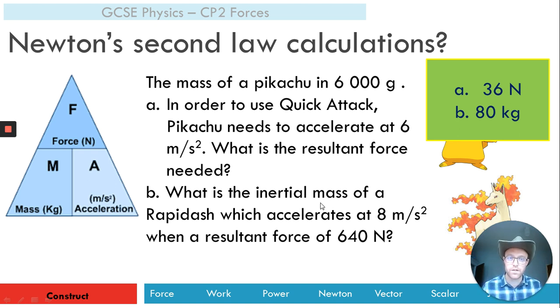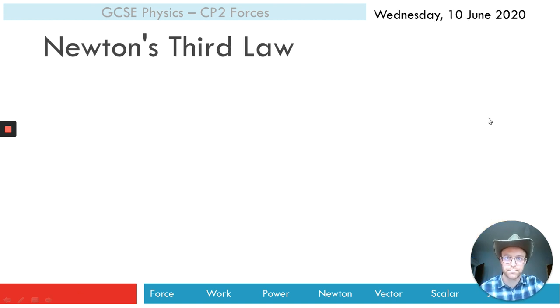And B, what is the inertial mass of Rapidash, which accelerates at 8 meters per second squared when a resultant force of 640 newtons is applied? No conversions required for this one. We just need to do m equals F over a. Mass equals force divided by acceleration. 640 divided by 8 is 80, and the units for mass are kilograms. Boom. That was Newton's second law. Don't worry if you don't think you had enough practice. We've got a little bit more practice at the end.